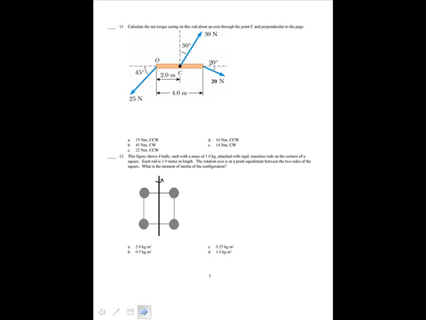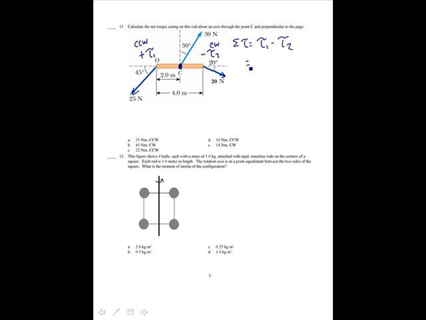Calculate the net torque acting on this rod about an axis through the point C, which is perpendicular to the page. Alright, so we're going through this point. Let's first determine if these torques are positive or negative. The torque due to this 25 Newton force is going to be counterclockwise, so this is a positive torque. I'll call it torque 1, and the torque due to this force is negative. I'll call it torque 2 because it's clockwise. And then the sum of the torques is equal to torque 1 minus torque 2.